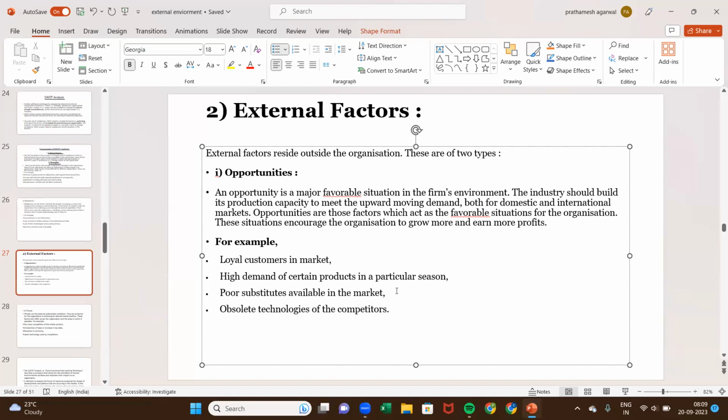Poor substitutes available in the market and obsolete technologies of the competitors. Like obsolete means, you can call as the technologies are outdated of the competitors. See, so what are the factors? Loyal customers in the market, yes. Then you are able to fulfill the high demand of certain products, yes. There are poor substitutes in your market, so your product is better than the competitors, and the competitors are using obsolete. It is not absolute, it's obsolete and outdated technologies in the market.